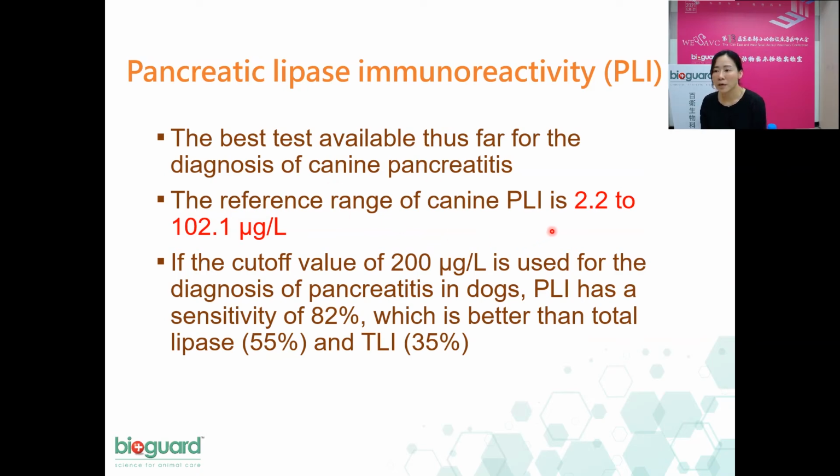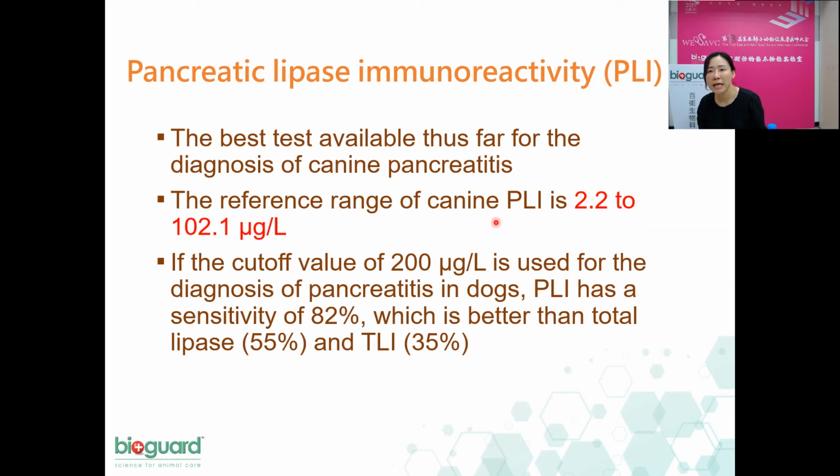Currently in the market we have many products to choose from, so I just take one of the products as an example. This product uses an ELISA assay, and it will help us detect the real value of the pancreatic lipase.